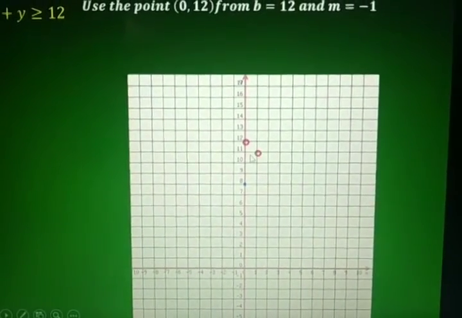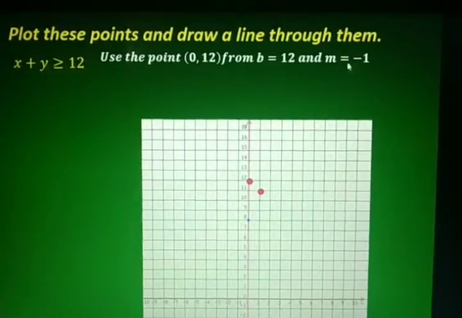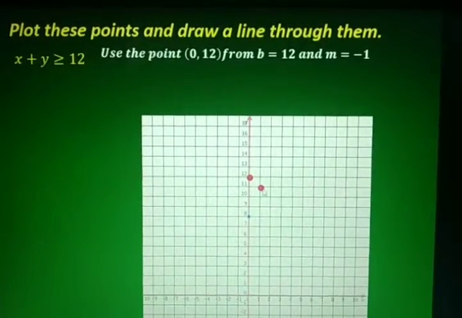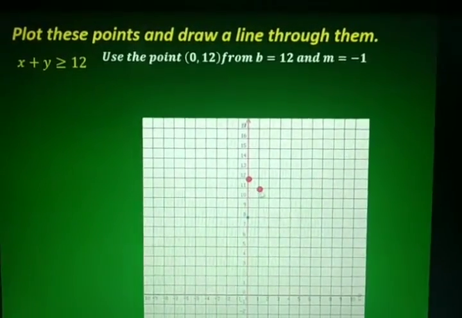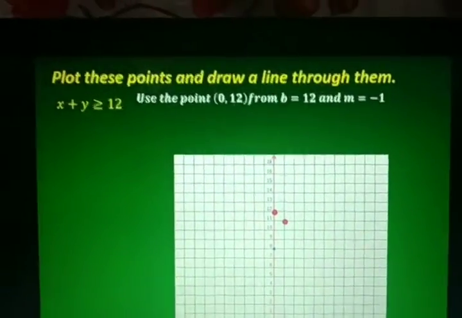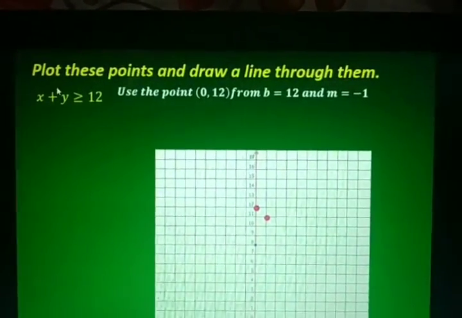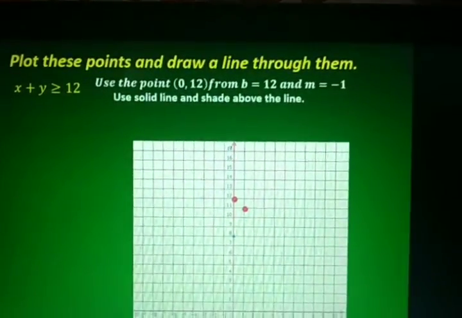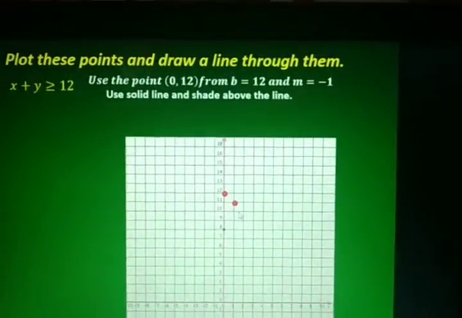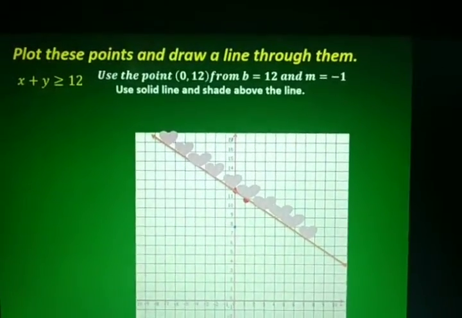There, the point, and then the slope, negative 1, so go down 1, 1 to the right. Perfect. Negative 1, 1 down, 1 to the right. Remember, we are using greater than or equal to, so we will use a solid line and shade above the line. So we will connect these 2 points using a solid line. There. And we'll shade above the line.